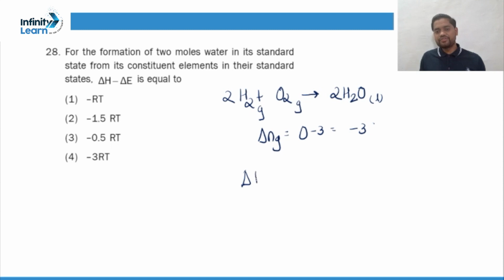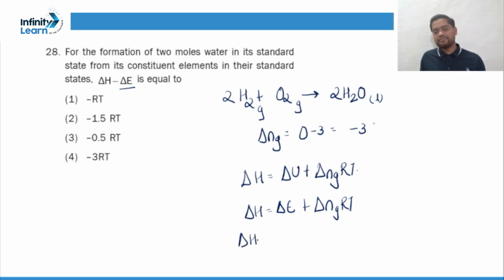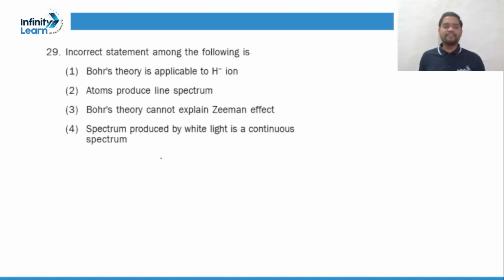So delta H is equal to delta U plus delta Ng RT. Delta U over here is delta E, so we'll take delta H is equal to delta E, that is internal energy, plus delta Ng RT. So delta H minus delta E is equal to minus 3 RT. So minus 3 RT is the right answer. 28, option number 4 is the right answer.